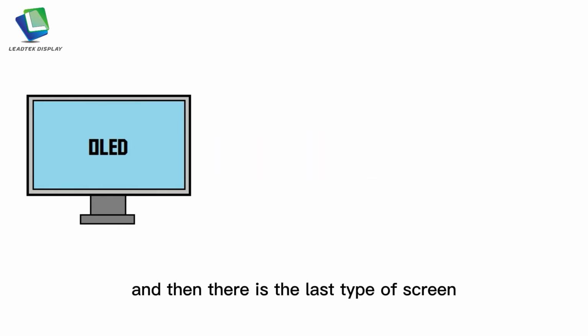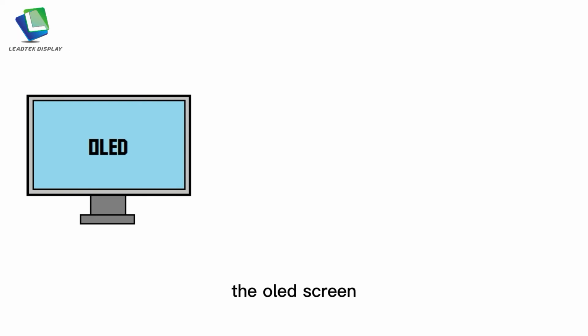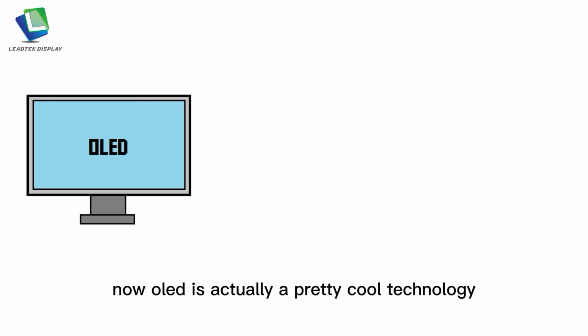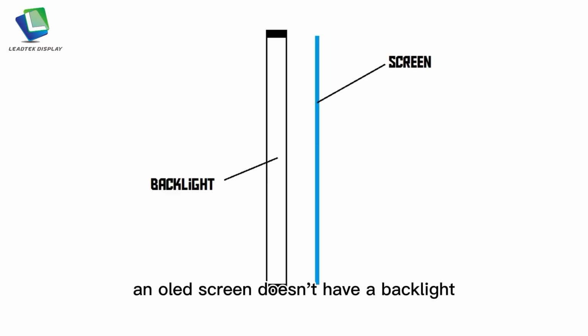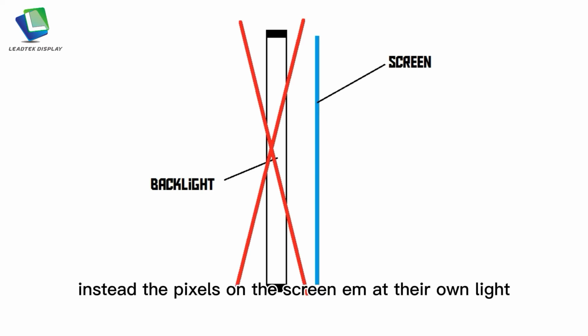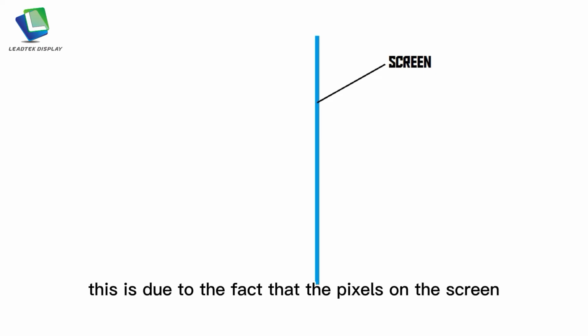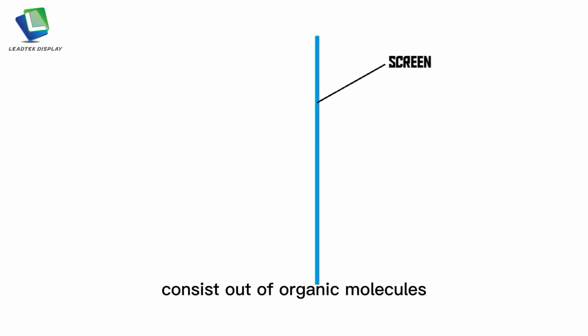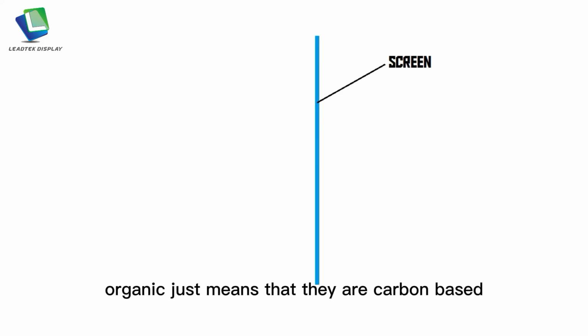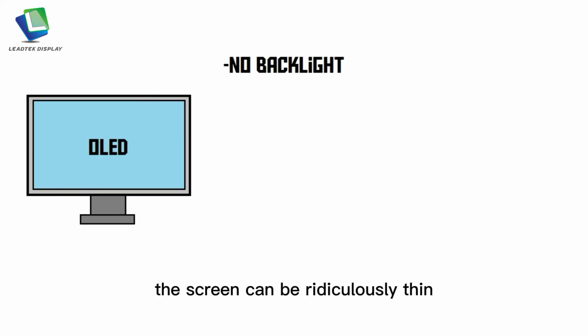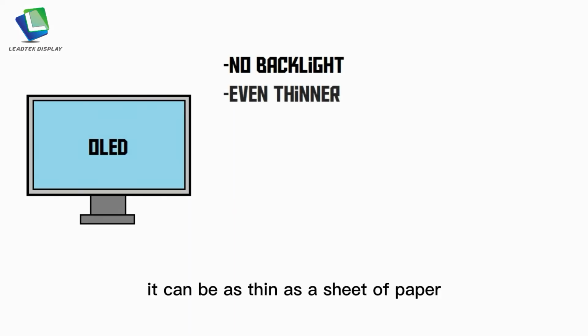And then there is the last type of screen, the OLED screen. Now OLED is actually a pretty cool technology. An OLED screen doesn't have a backlight. Instead, the pixels on the screen emit their own light. OLED means organic LED. This is due to the fact that the pixels on the screen consist of organic molecules, and no, they aren't alive. Organic just means that they are carbon-based. The screen can be ridiculously thin. It can be as thin as a sheet of paper. Also, the power efficiency is very high.